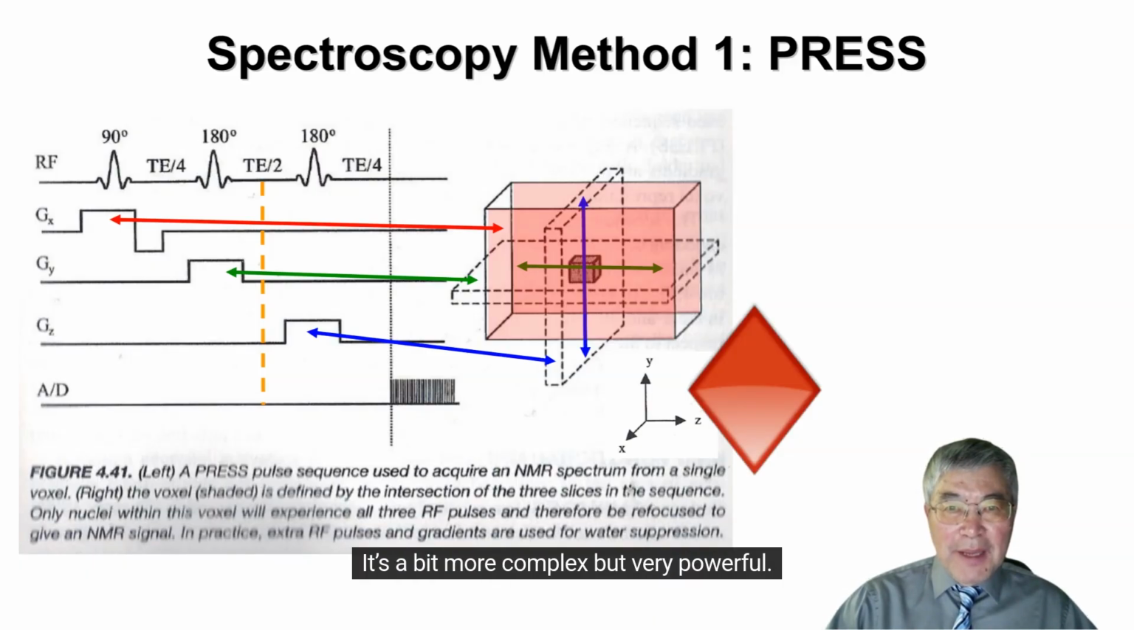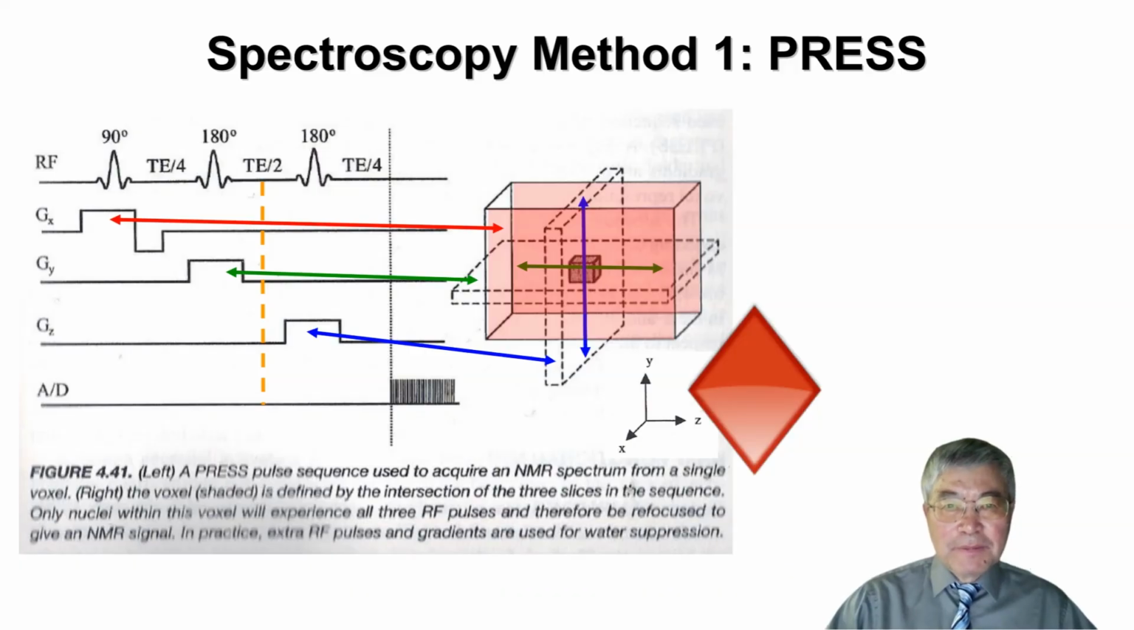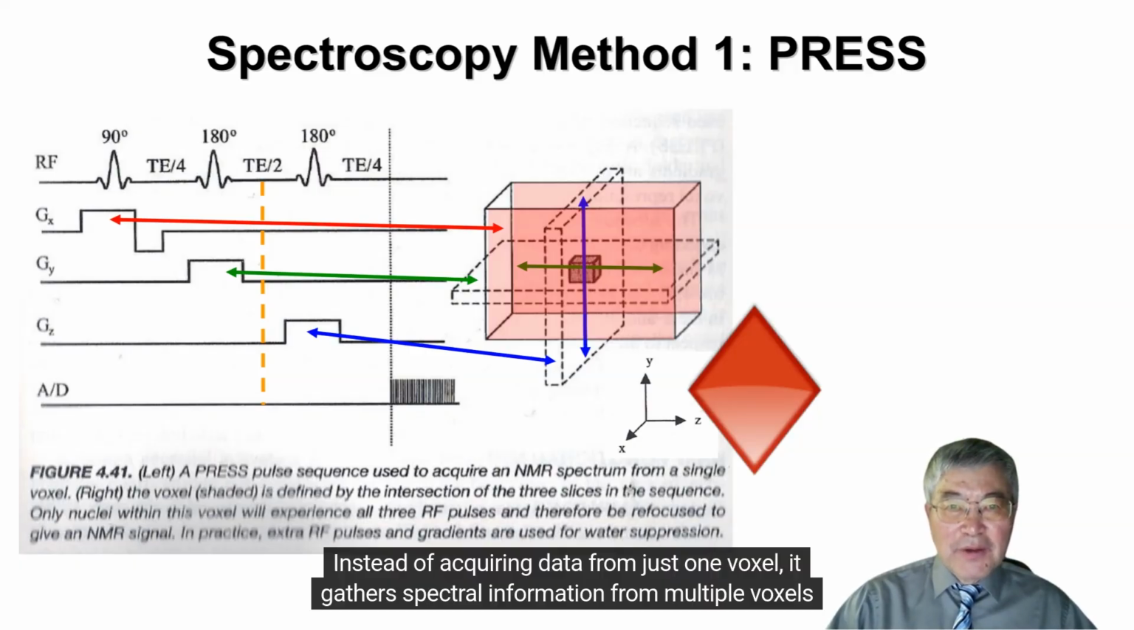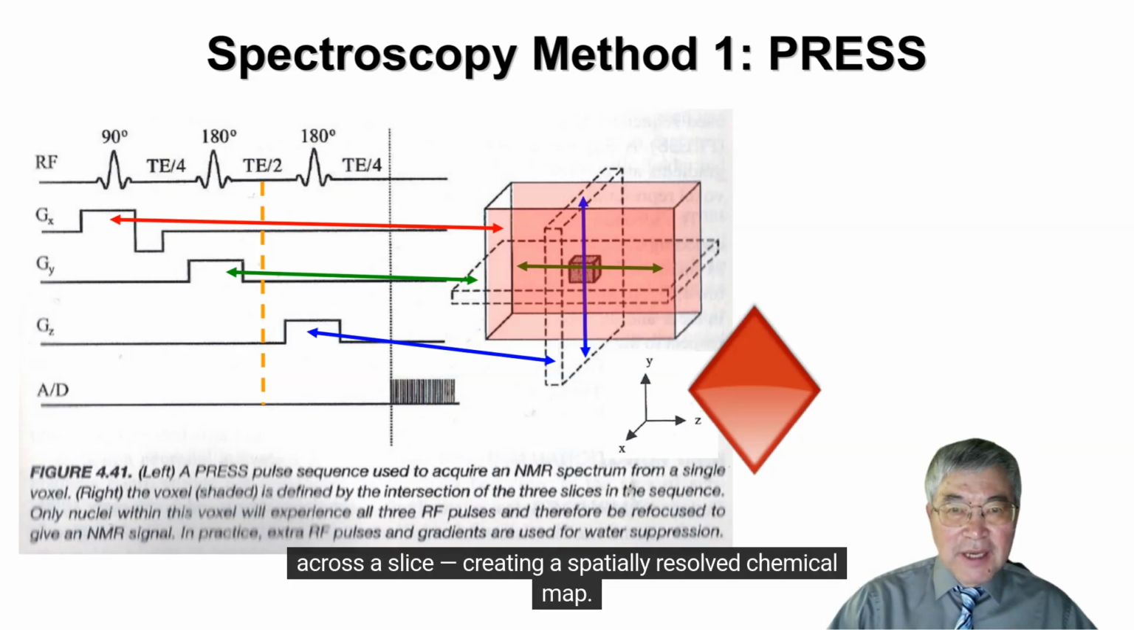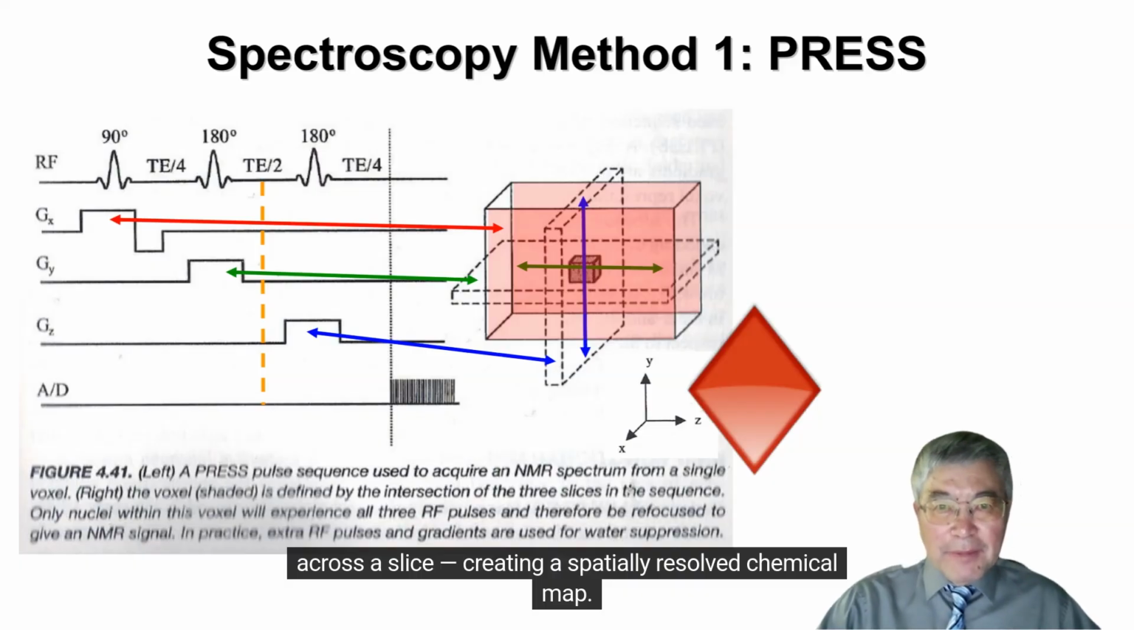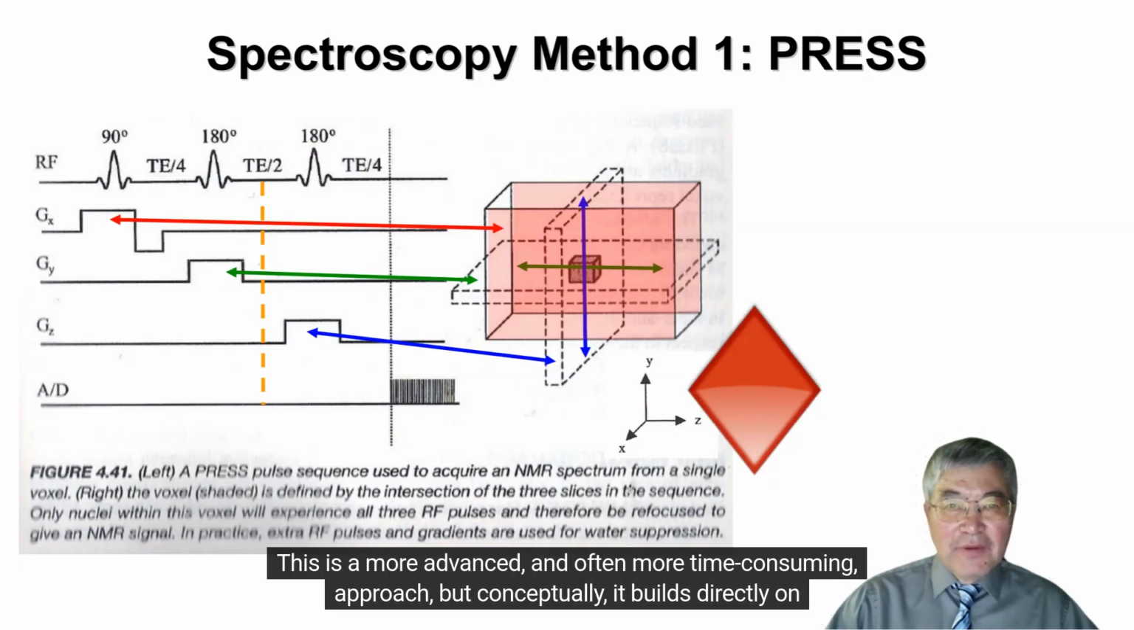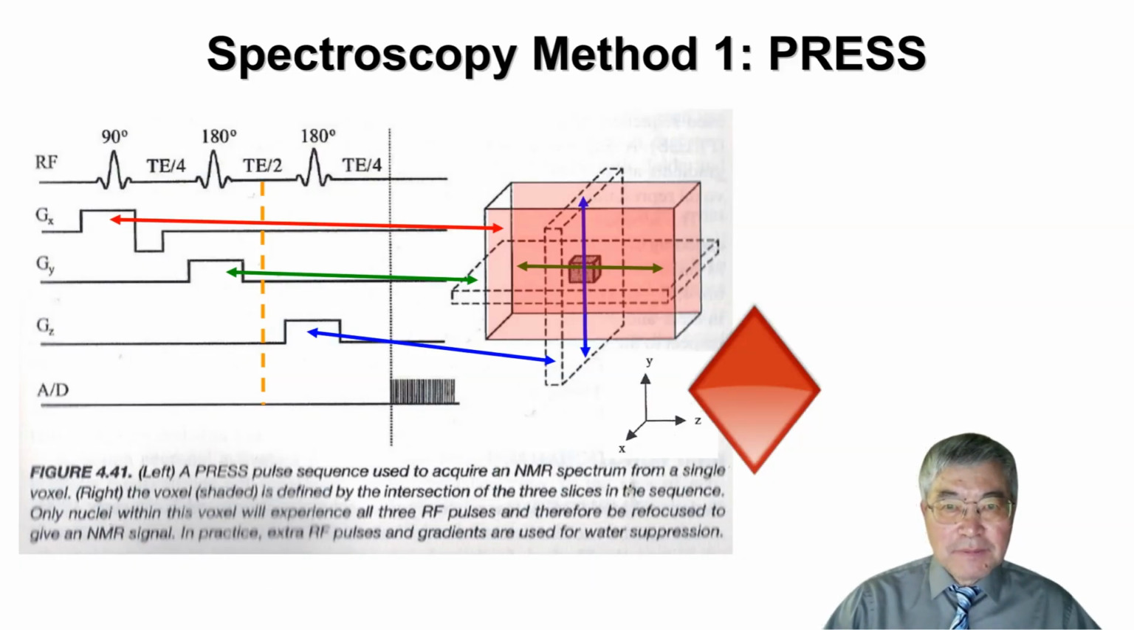The next method, called chemical shift imaging, extends this idea further. It's a bit more complex but very powerful. Instead of acquiring data from just one voxel, it gathers spectral information from multiple voxels across a slice, creating a spatially resolved chemical map. This is a more advanced and often more time-consuming approach, but conceptually it builds directly on what you see here.